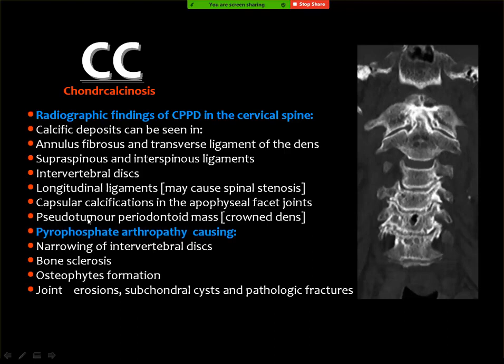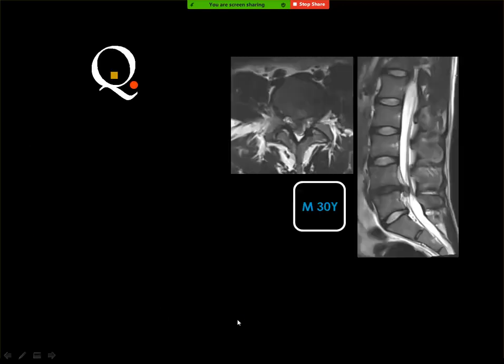And this is our case, which is a pseudotumor periodontoid mass, and it is also referred to in the literature as crowned odontoid. Then arthropathy may also be seen in the knee and other joints. In the spine, you get narrowing of the intervertebral discs, bone sclerosis, osteophytes, and some joint effusion of the apophyseal joints. Then what do you think of this?